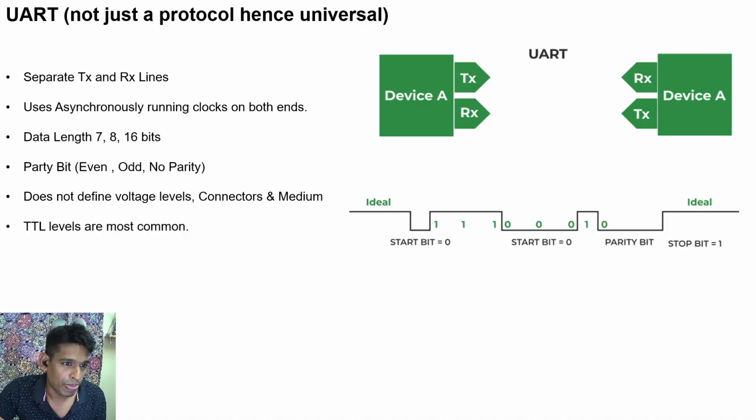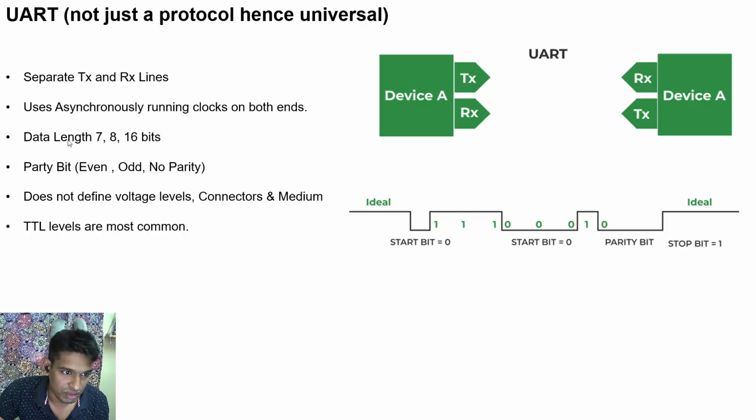And like I told in the last module, it is running asynchronous clocks at both ends. So there is a clock in device A and there is a clock in device B. And both of these clocks are running asynchronously, meaning the start bit is used to synchronize the clock momentarily and send a few bits of data until the clock starts to get out of sync. Then you stop the synchronization with a stop bit, and then start bit again. So that is the sequence of a UART.